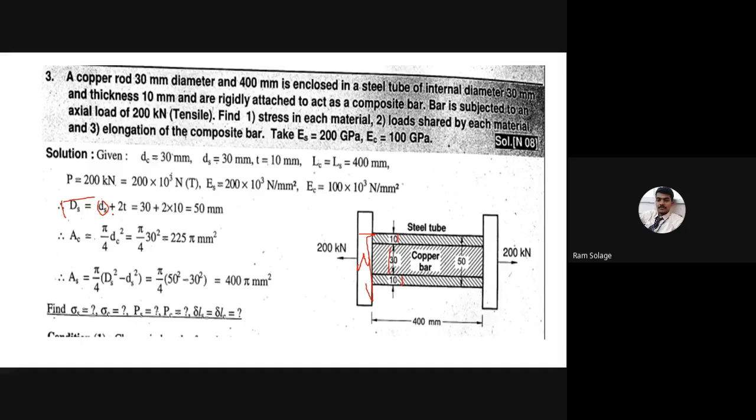So DS plus 2T is 30 plus 2 into 10, and T for thickness, means we will get 50 mm. It is DO. This is the DO and this is the DI. With the help of DO and DI calculate the area, and also we can calculate the AC.